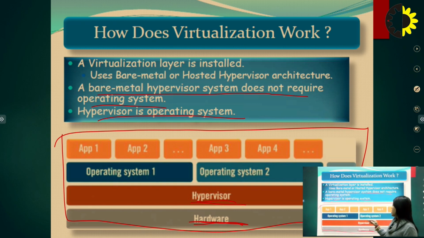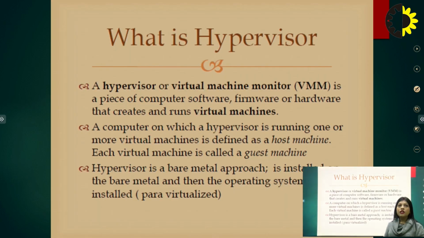After the hypervisor we have multiple operating systems: operating system 1, operating system 2, operating system 3. Multiple operating systems are there, and for each operating system there are multiple applications which run on that operating system.